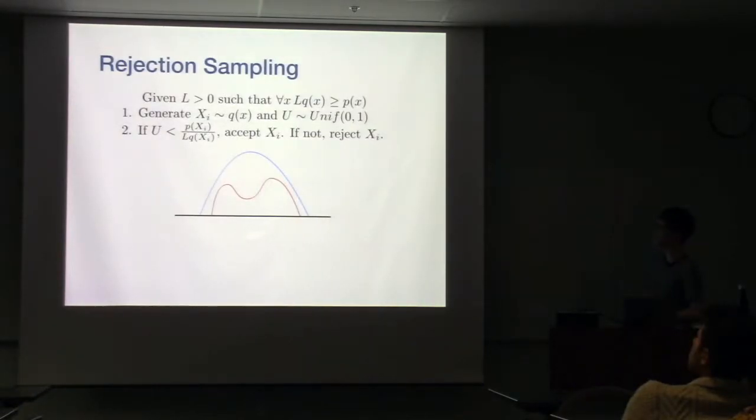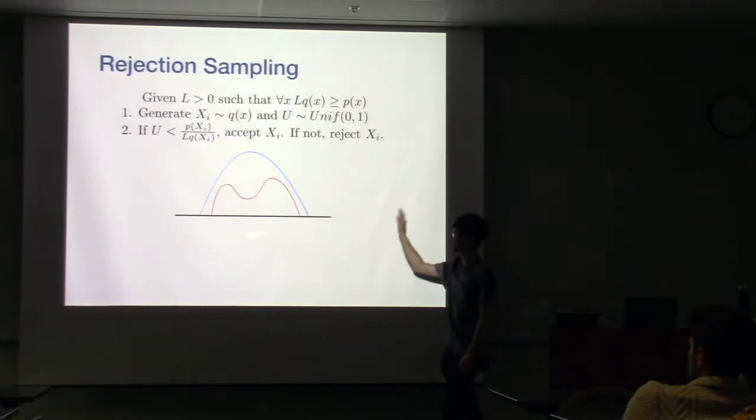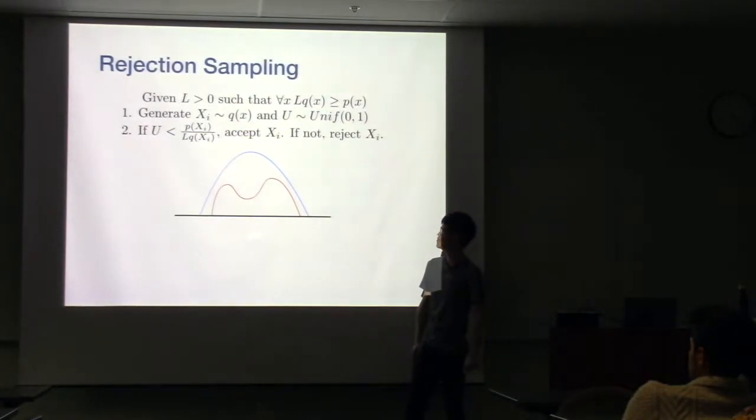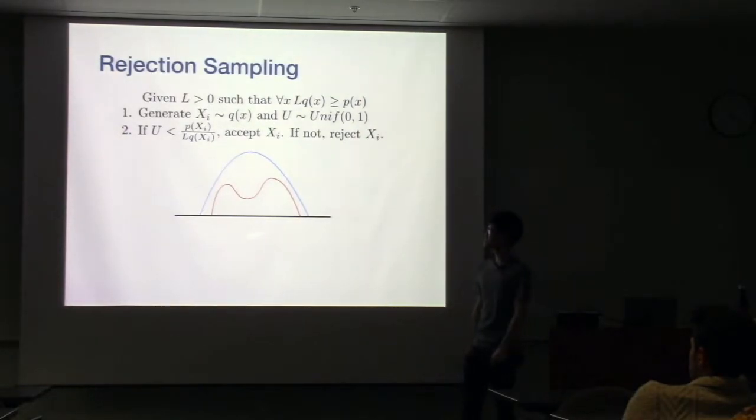So I won't go through the proof of why that works, but maybe I can give some intuition as to why this works at all. So first, let's just consider the red, which is your target distribution. And let's just ignore the rest for now. So this is a probability density function.